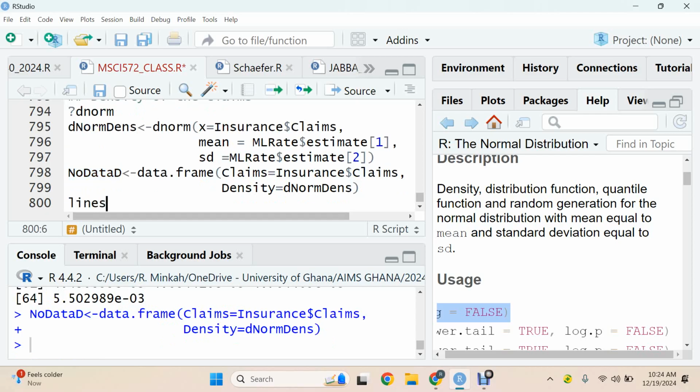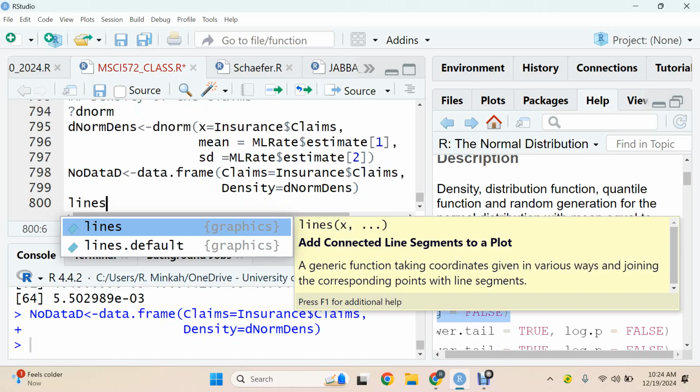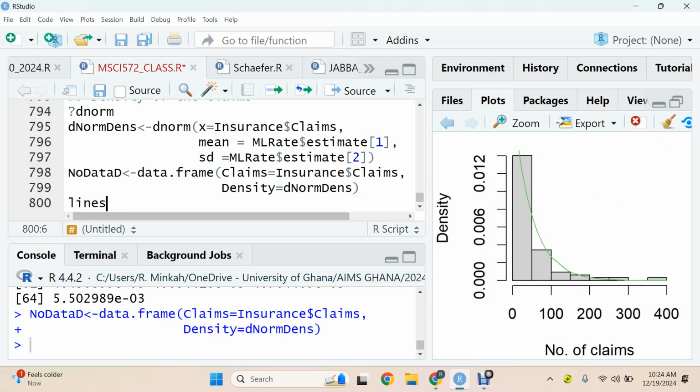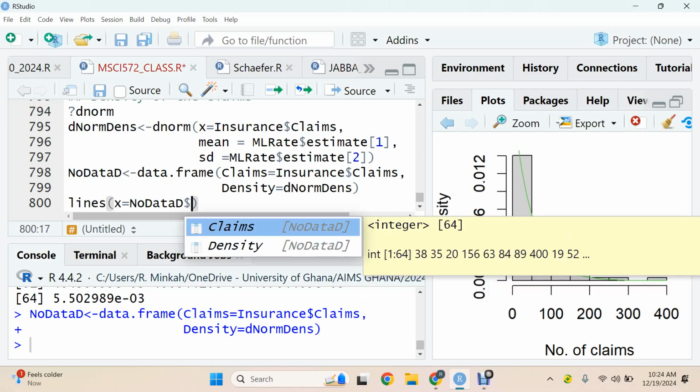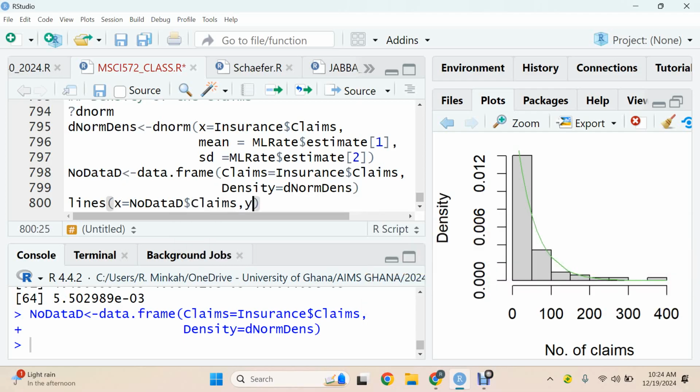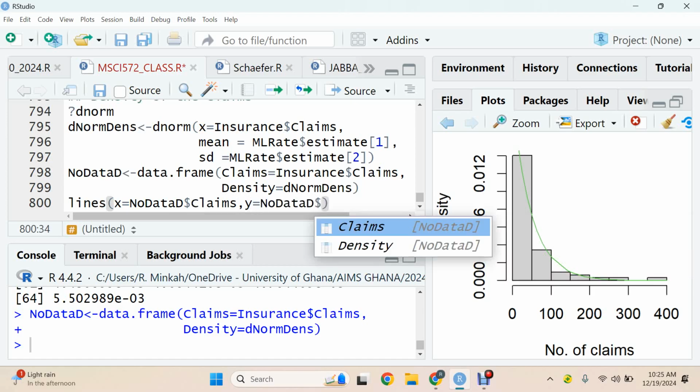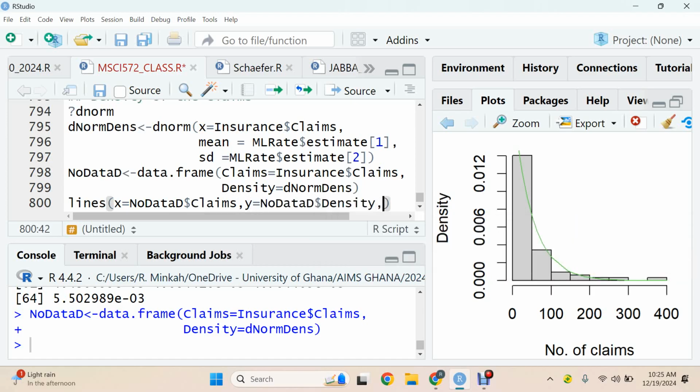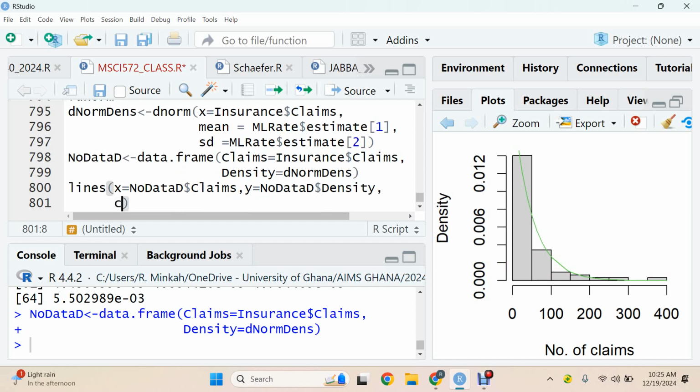Here I can just run it like what we did, and you will see that this will also be distorted because it is not sorted or arranged. But let's see. So this is the claims. Y is the density. What color should we give this? We already had red. 5.